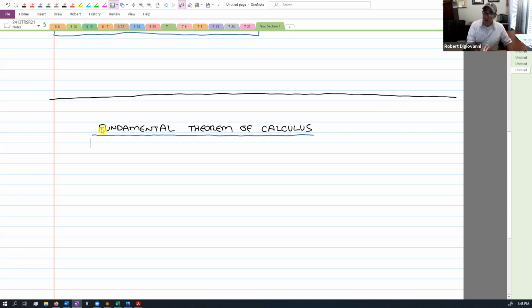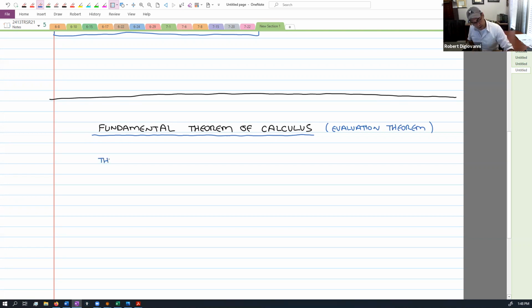So let me write it down first in words, and then I'll show you the symbols that we use. There's two versions of the fundamental theorem of calculus. The one I'm going to give you is called the evaluation theorem. So I'm giving you the evaluation version of this. Here's what it says just in words.